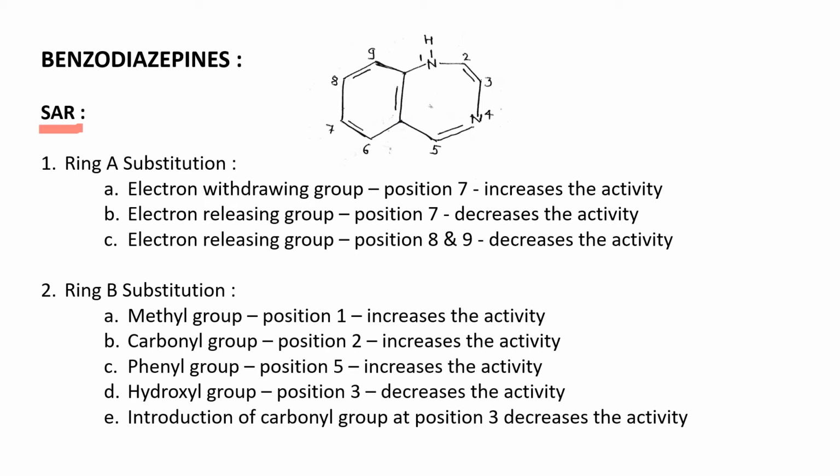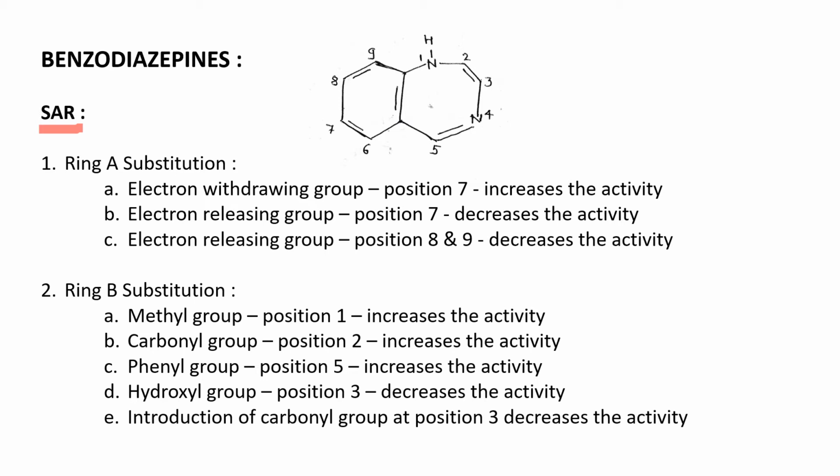At each position, there are positions 1 to 9, and what is the role of the substituent groups present at these positions in the activity of the drug or in the therapeutic effect of the drug, that study is known as structural activity relationship. That is, what is the relation of the structure with the activity of the drug.